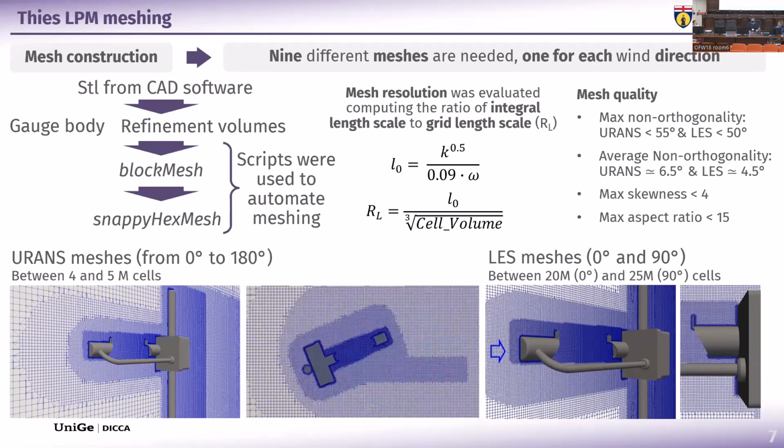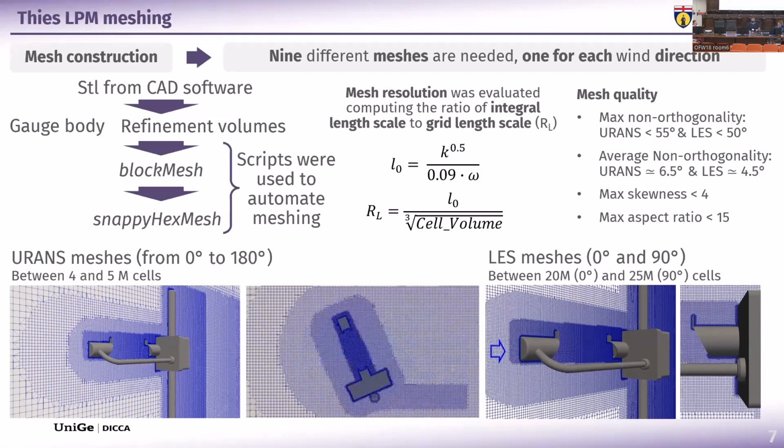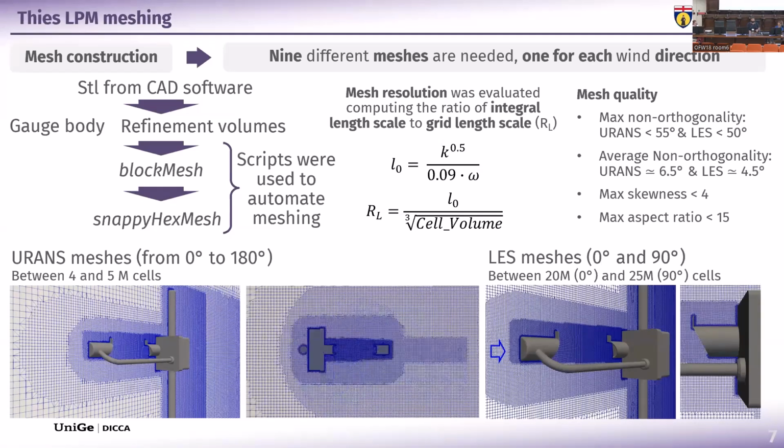I also tried to improve mesh quality parameters with respect to the previous case. Here is an example on the left for the URANS meshes, which were from 0 to 180 degrees and were composed of about 4 to 5 million cells, while for LES simulation, only due to the cost, only 2 wind directions were considered, and meshes between 20 and 25 million cells were produced.